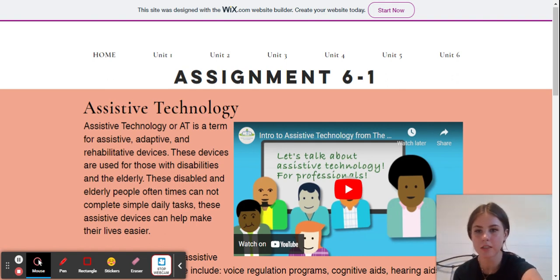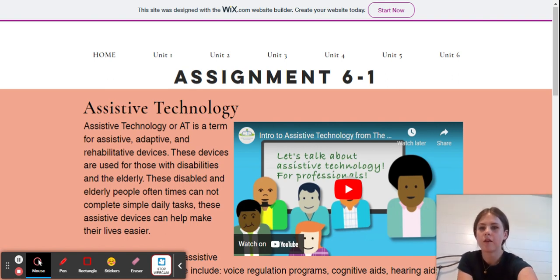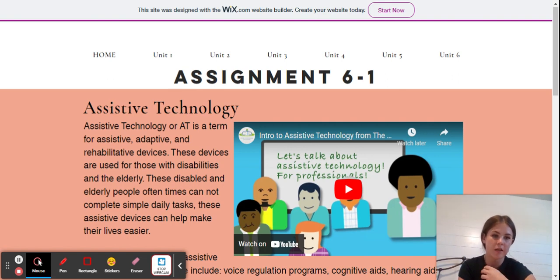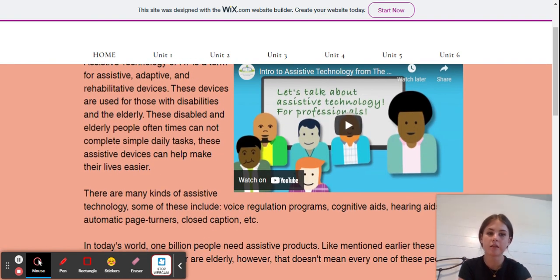Assistive technology is a term that is used for assistive, adaptive, and rehabilitative devices. When referred to in articles, a lot of the time it'll be referred to as AT, just to make it shorter. These devices are used for people with disabilities, the elderly, just anybody that would need them. There's all sorts of different types of these devices and technology. They're used to complete simple tasks that people may not be able to do that they need to do for their everyday life. It makes things easier for these people.